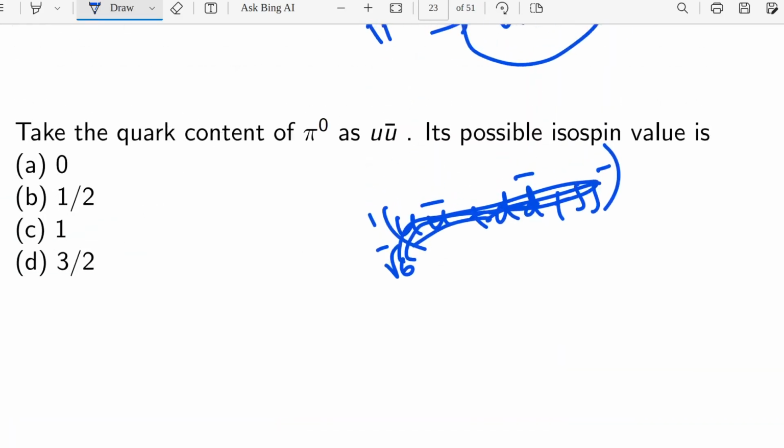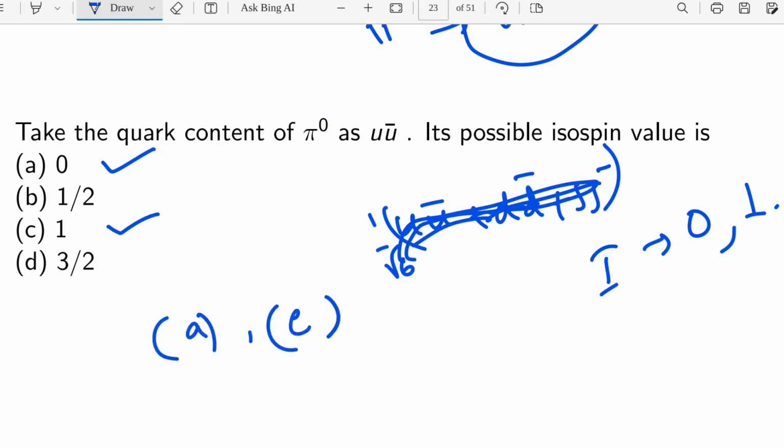Now coming to the question again. Take the quark content 5 U U bar. Its possible isospin value is what? There are 4 options: 0, half, 1, 3 by 2. So the possible answer will be A as well as C, because we have seen that the I value can have 2 values, 0 and 1. So the correct answer will be A as well as C.